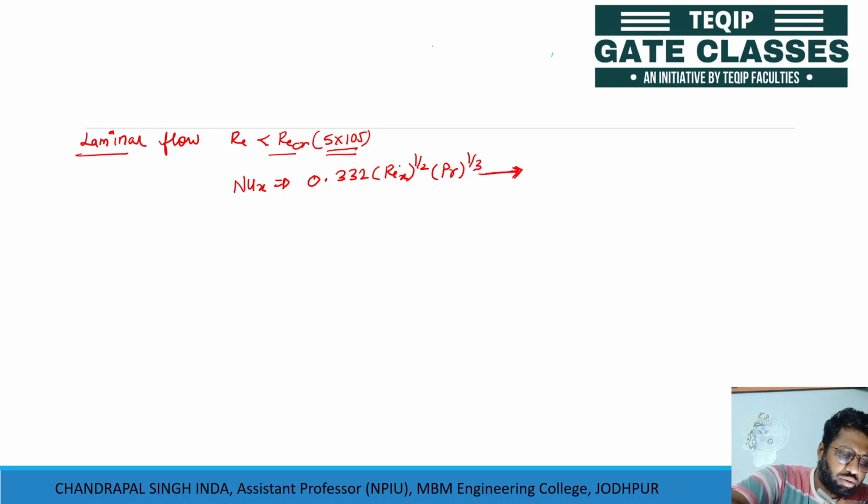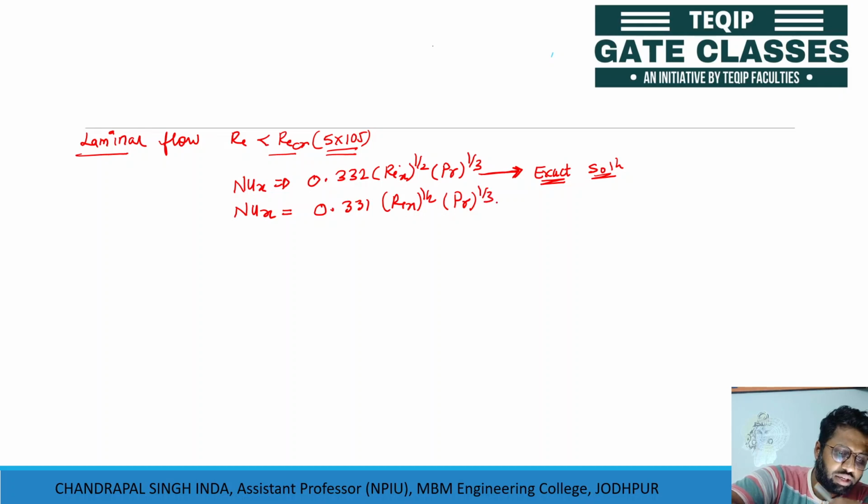This was obtained by using the Blasius solution, so this is an exact solution. And we had one more relation, 0.331 Reynolds power 1 by 2 and Prandtl power 1 by 3. That is an approximate solution by the von Karman integral equation.